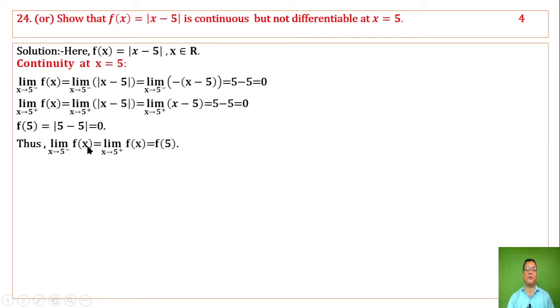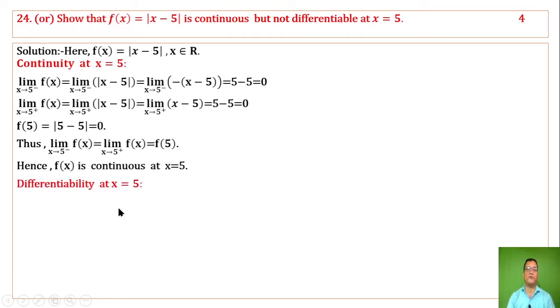Thus the limit of f of x as x tends to 5 from the left equals the limit of f of x as x tends to 5 from greater values, which equals f of 5. This shows that f of x is continuous at x equal to 5. First part is over.